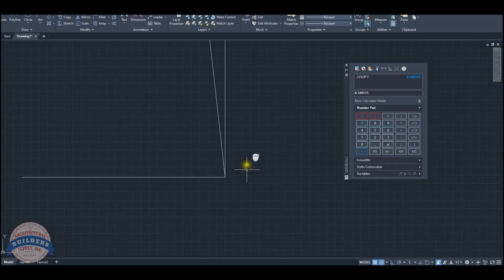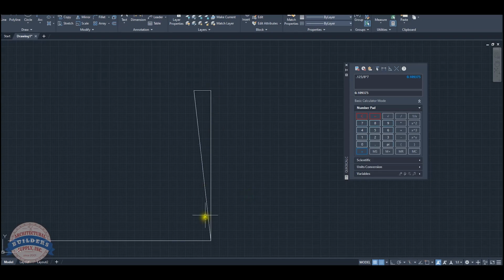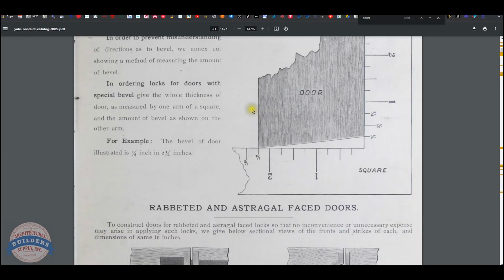Bingo. So now we've got a 2 1/4 inch thick door, and let's measure that angle between this line and this line. That's a 6 degree angle. 6 degree. It's double what our modern definition is. So in 1889, it was 1/4 in 2 1/4.